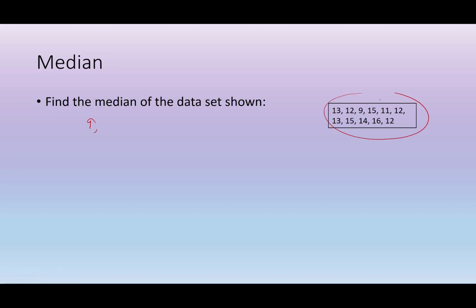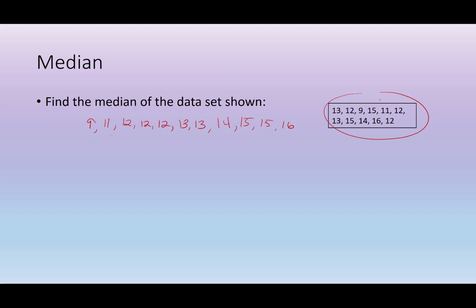So when I look at my data set over here, my lowest value is 9, then 11, I have 3 12s, so I need to make sure I list all 3 of those. I have 2 13s, then I have a 14, 2 15s, and a 16. Okay, it looks like I have all 11 of them here.